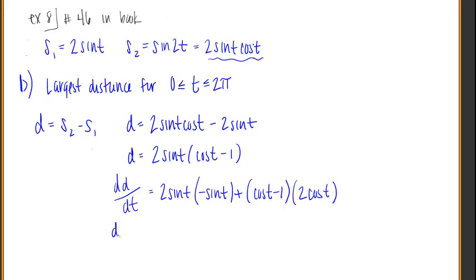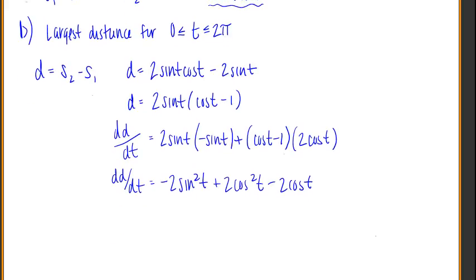The derivative of the distance with respect to time will be negative 2 sine squared t plus 2 cosine squared t minus 2 cosine t. Okay, now my goal is to solve this and set it equal to 0 so that I can find my critical points. And when I see this, one of the first things I notice is that the way I'm going to solve it, I need to have it all in one trig function.